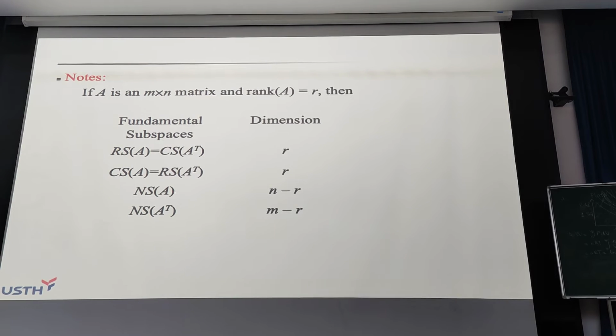And the null space of A and the left null space of A will have corresponding dimensions. The first one has dimension n minus r, and the left null space has dimension m minus r. So the first two have the same dimension, but for the last two subspaces, be careful, because they have different dimensions. n and m are different.